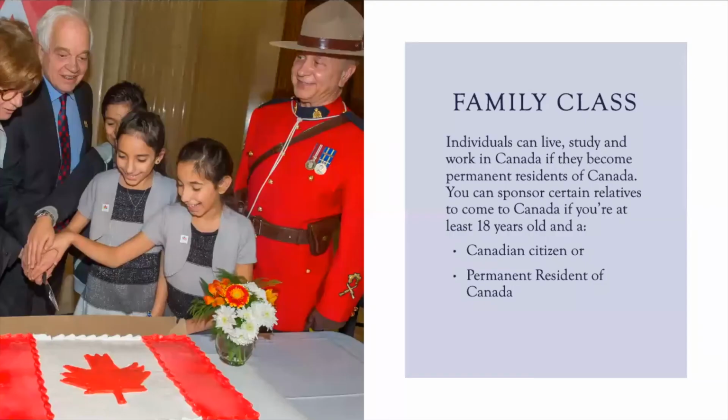So, family class. If you're sponsored by a relative who's already a Canadian citizen or a permanent resident, you can live, study, and work in Canada if your application is approved. Additionally, you can sponsor certain other relatives to come to Canada if you're at least 18 years old and a Canadian citizen or a permanent resident of Canada. So you yourself can then sponsor somebody to come here.